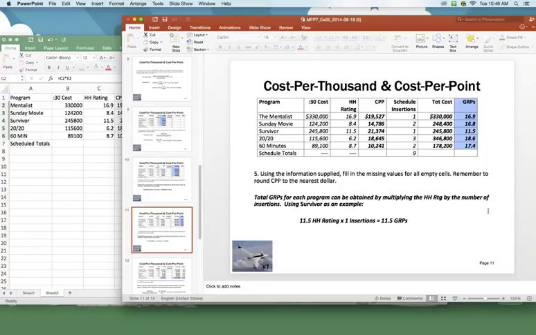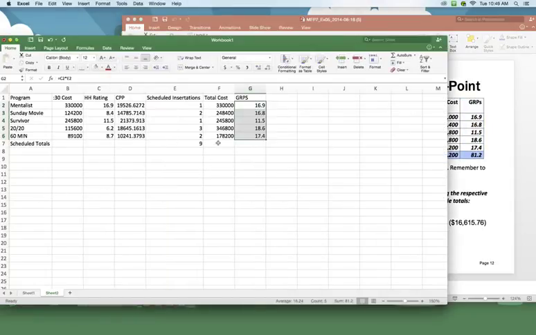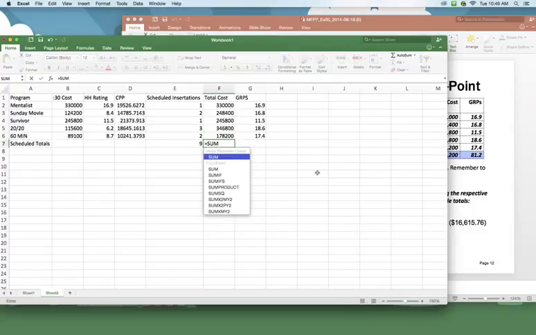So we've got our GRPs, our total cost, and our CPP. I know they're going to want the totals, and I'm right. So again, let's do what we have been doing: total cost is the sum of all these little numbers right here.